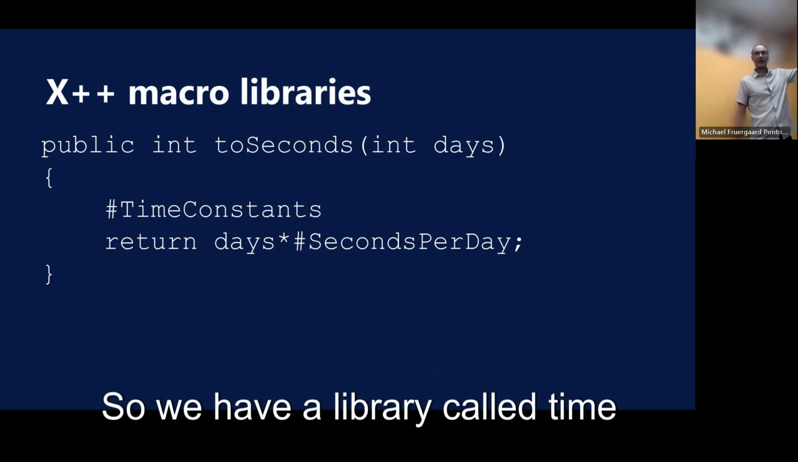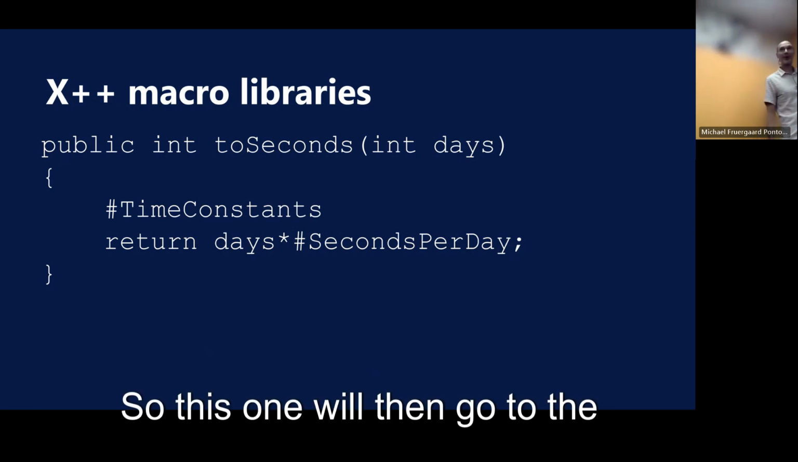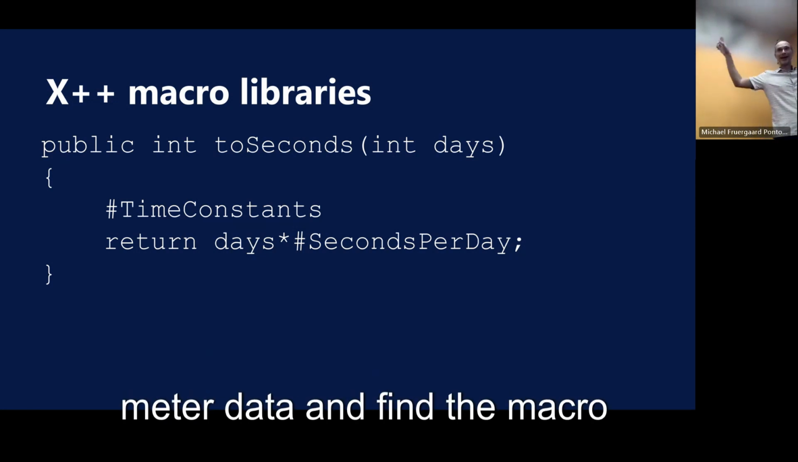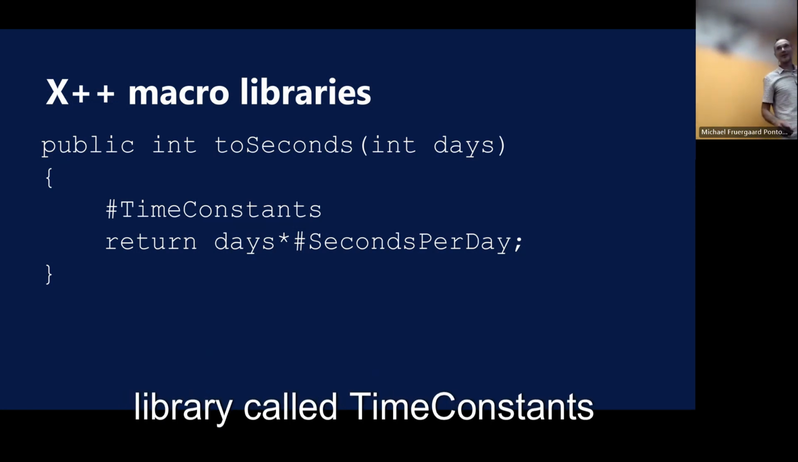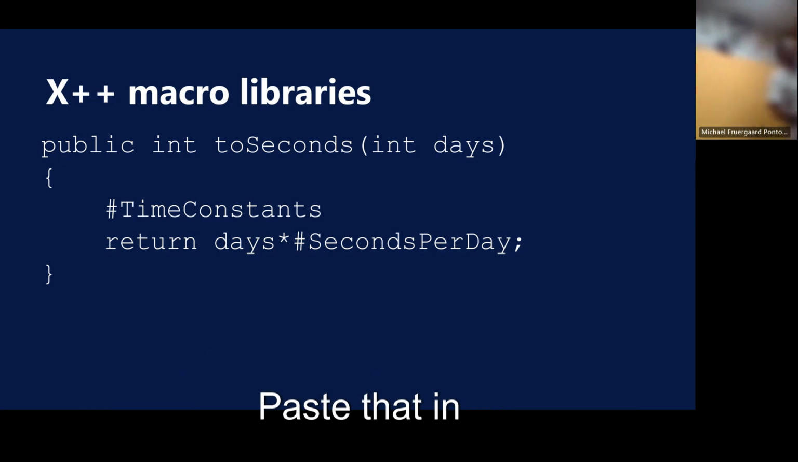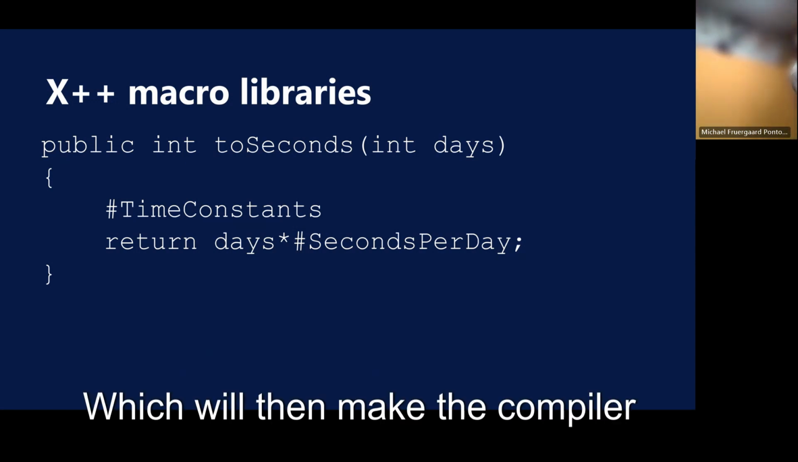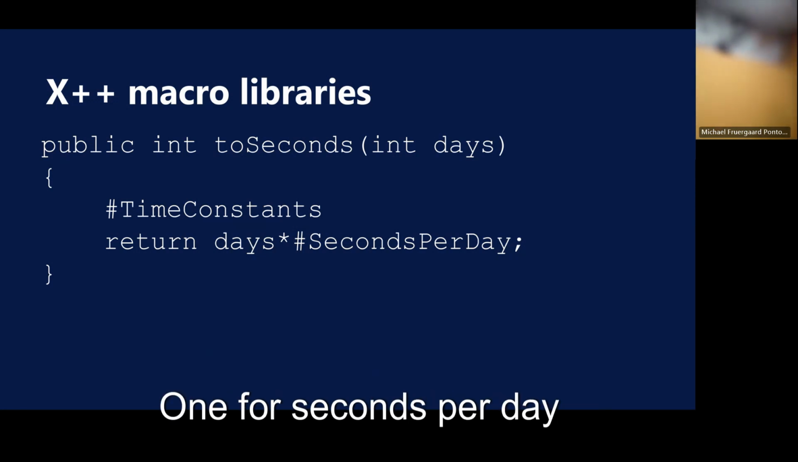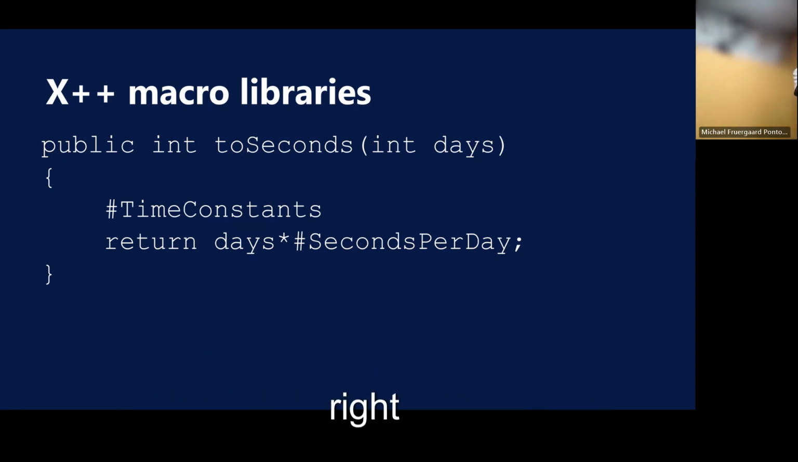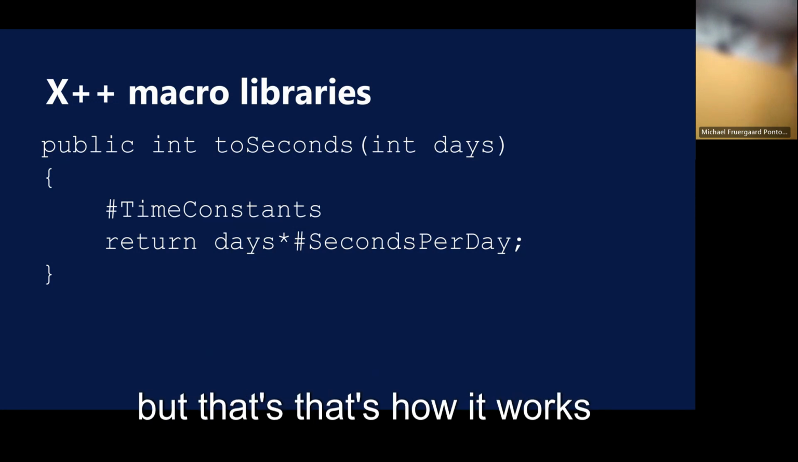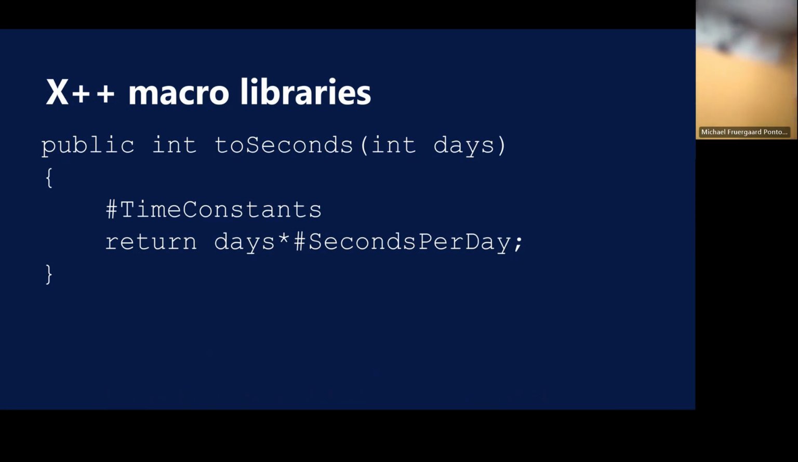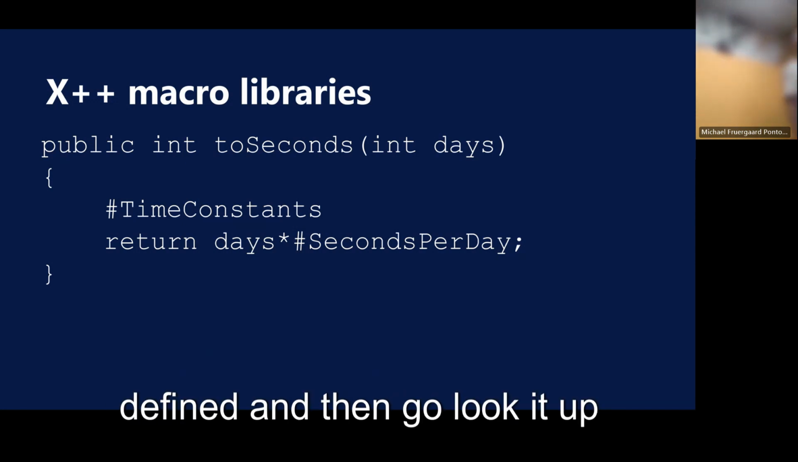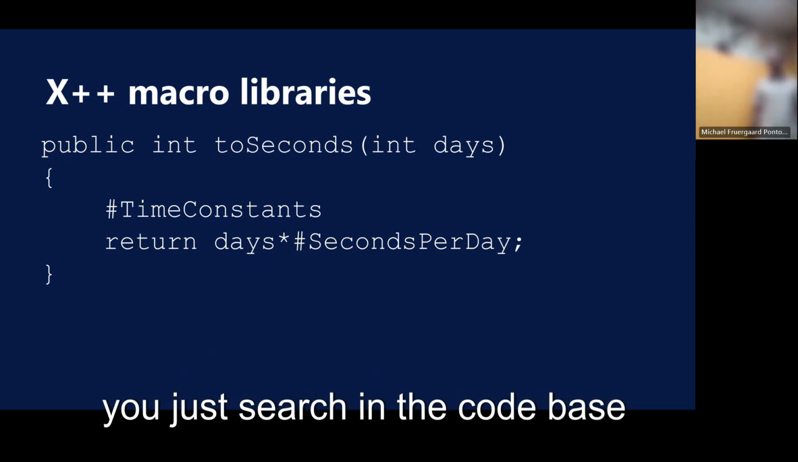So we have a library called time constants. So this one will then go to the metadata and find a macro library called time constants, which contains a bunch of constants, paste that in, which will then make the compiler read all these definitions. And in there, it will find one for seconds per day, which will then take what I just placed before. Right? So the compiler is a little bit on overtime here. It can handle it, no problem. But that's how it works. So when you see some of these, you need to search backward in the hierarchy to see, okay, where is it defined, and go look it up. Eventually, you will find it, or you just search in the code base.